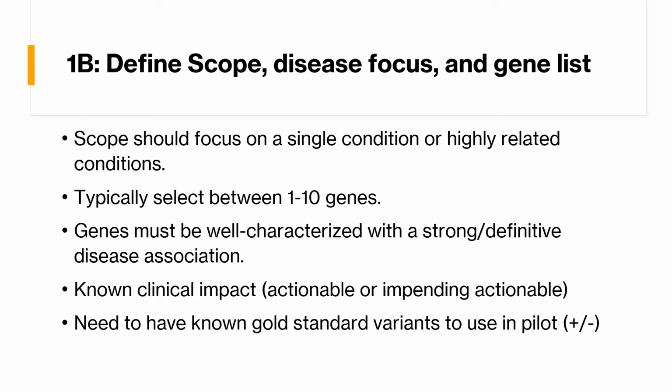In terms of scope of work for VCEPs, most focus on a gene or a set of genes associated with a single condition or related conditions and the curation of variants in those genes. Genes should be well characterized with a strong or definitive disease association and a known clinical impact. VCEPs should begin with one or several genes or gene families that are the highest contributors to disease and/or the target of therapies or clinical trials within their area of focus for variant curation, and then steadily enlarge the scope of their project over time. The scope should include known gold standard variants for use in pilot testing.